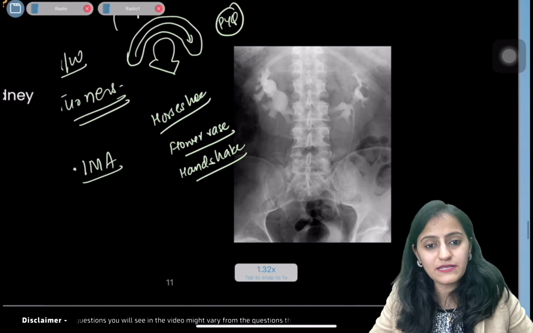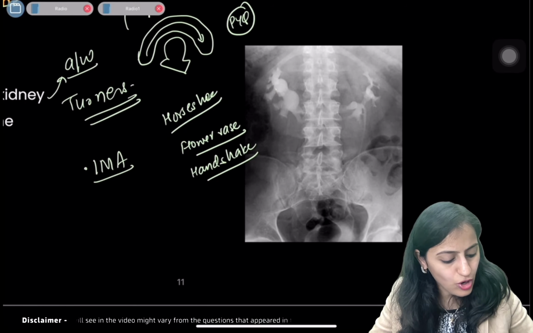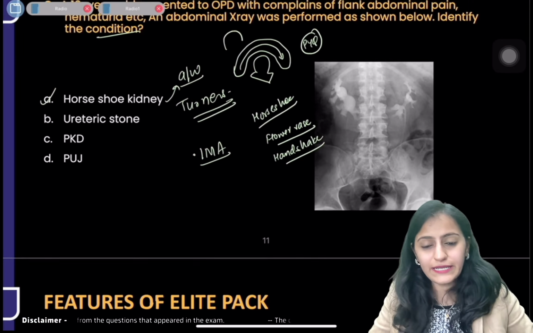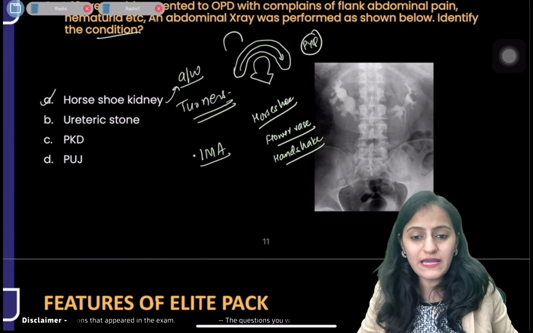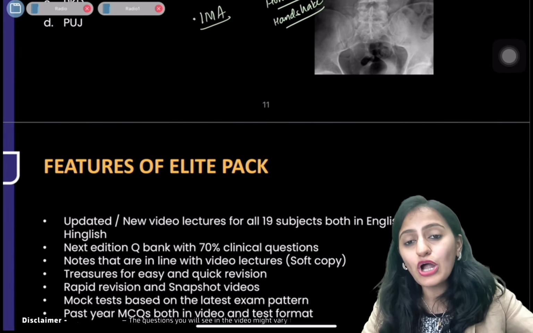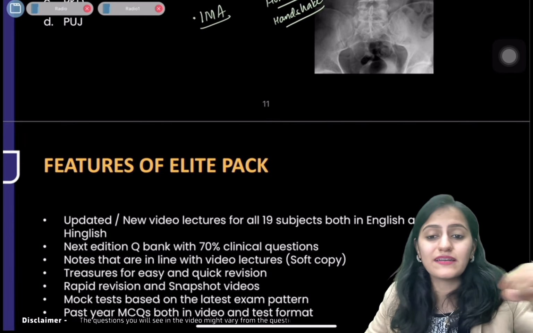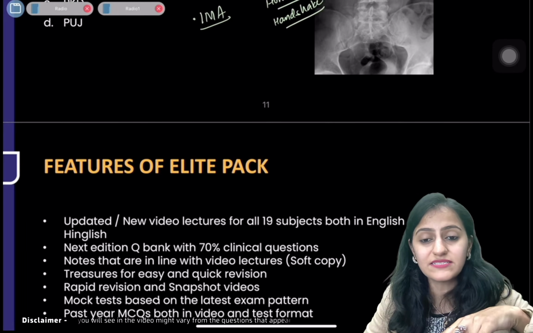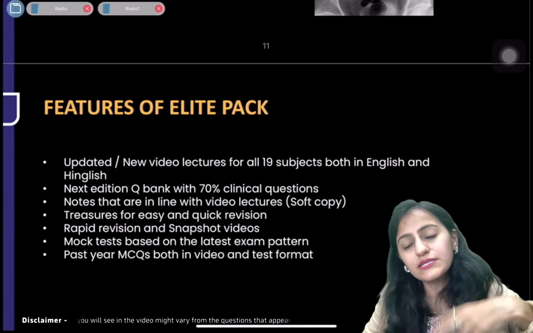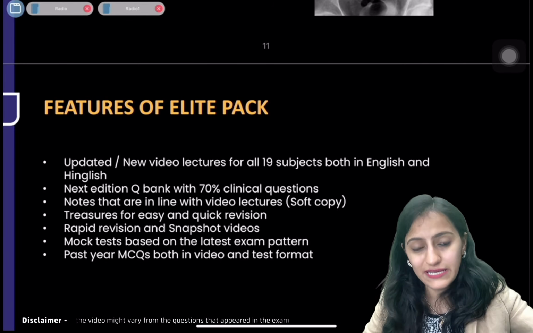The flower vase appearance, handshake appearance, that is the horseshoe kidney. Okay, that's a horseshoe kidney. All right. So those were the questions that we had received from radiology. I would say that they were not very difficult. By using the smart cheat codes, you could get the answers right. Remember, ruling out the options is something we need to learn to score better in the MCQ exams.